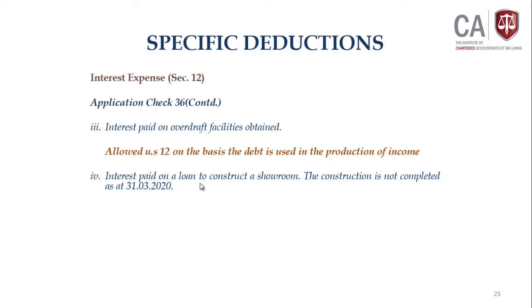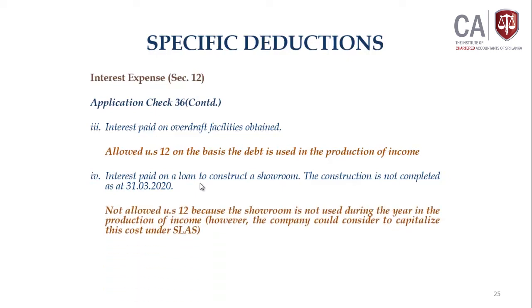Here is the slight difference: interest paid to construct a showroom, but the construction is not yet completed by 31st March 2020. So what I am trying to say is, you construct the building, but the building is not yet used in the production of income, then you can't claim. It is not allowed under section 12, because the asset is not used during the year in the production of income. But there won't be a loss to the taxpayer here, because you know why?